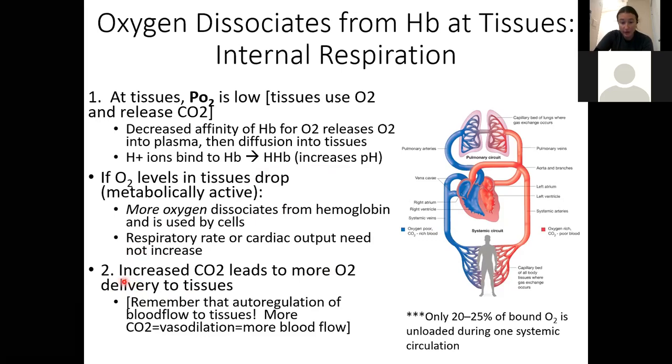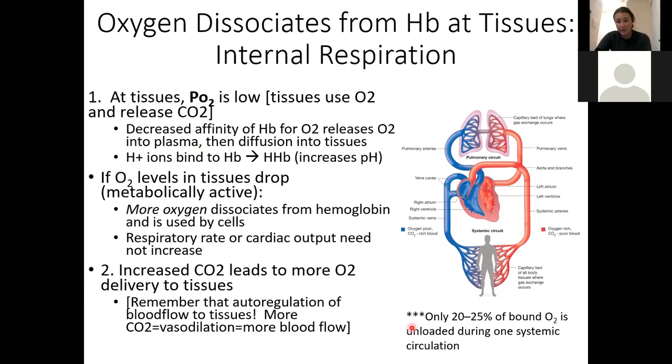The increased CO2 also leads to more oxygen delivery to the tissues. If you remember back to the cardiovascular system discussions, metabolically active tissues, the ones that are producing the most CO2, are going to vasodilate. They are going to relax those precapillary sphincters so that ultimately more blood is flowing to active tissues. And of course, more oxygen is going to be unloaded at these metabolically active tissues.